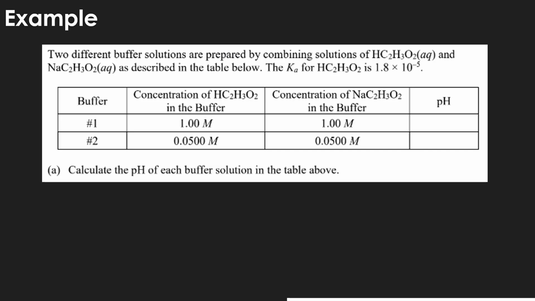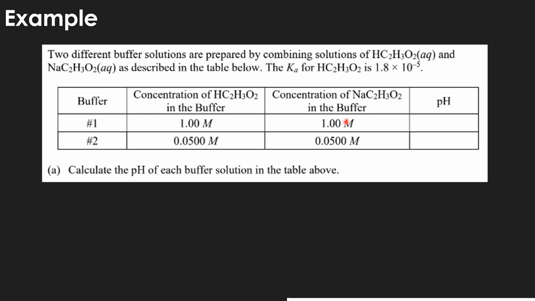So let's take a look at buffer capacity in an example. 2 different buffer solutions are prepared by combining solutions of acetic acid and sodium acetate. We're continuing that same chemical. As described in the table below, the Ka for the acetic acid is 1.8 times 10 to the negative 5. Now we can see for buffer number 1 that we are given 1 molar solution and 1 molar solution, and we're combining those in equal volumes.